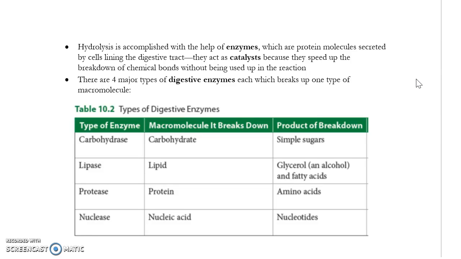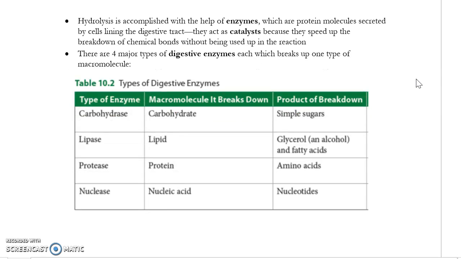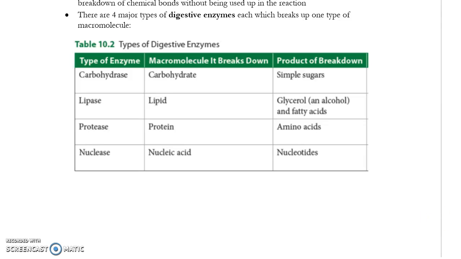So then, if we bring it into our digestive system, these enzymes are what cause the breakdown of something in digestion. So, again, everything is language. What is the type of enzyme that breaks down a carbohydrate? What is the type of enzyme that breaks down a lipid or a protein or nucleic acid? And as you can see, all of that is based off of just language.